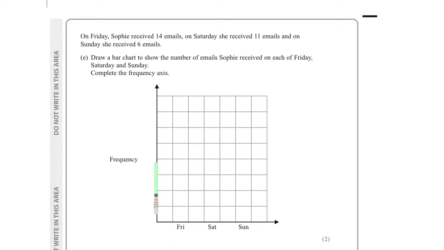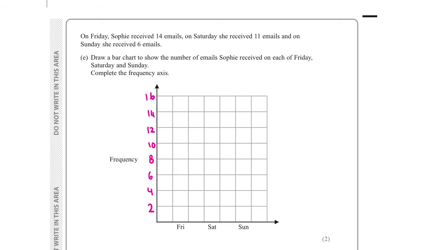1, 2, 3, 4, 5, 6, 7, 8. Does that go up to 14? So my scale can't be 1 anymore. What could it be? 2. So 2, 4, 6, 8, 10, 12, 14, 16. Now, we're all using a pencil, aren't we? Oh, no, we're not. Please get your pencils out now. So, then we're going to need a ruler.